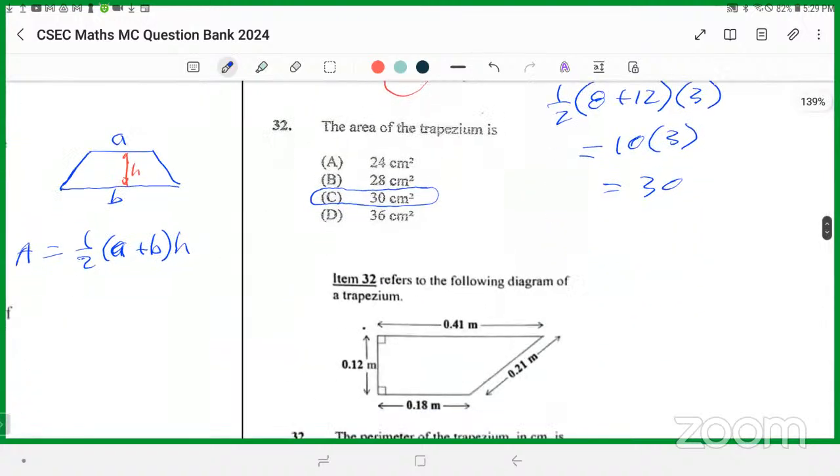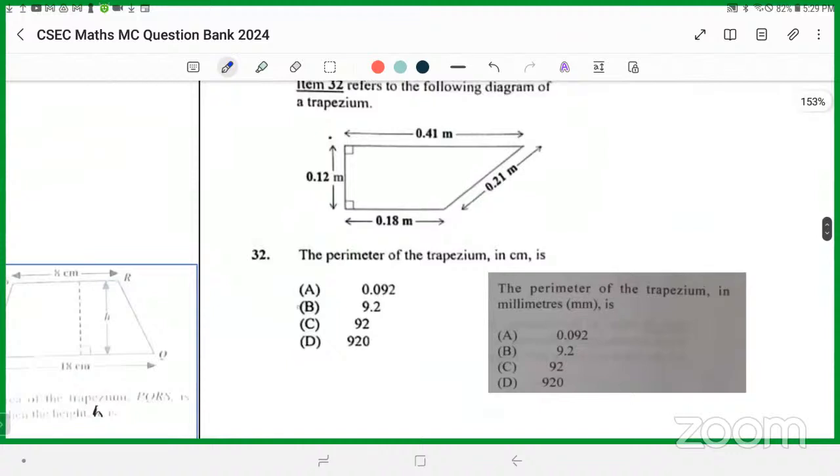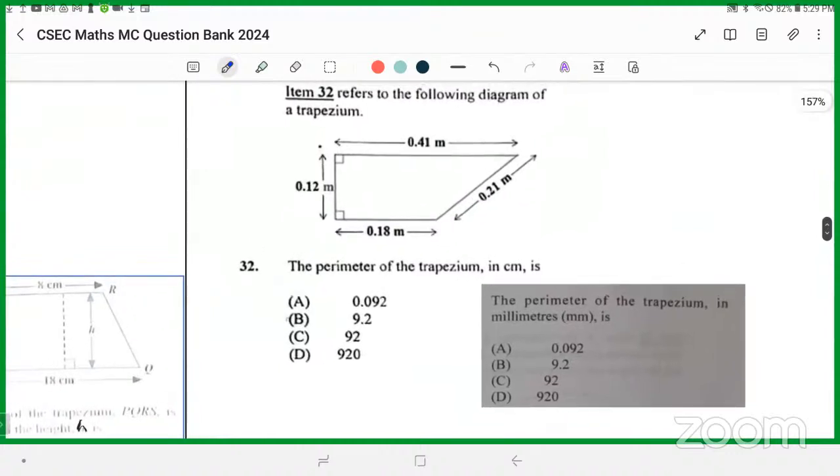All right. Look at this one now. I want you to pay attention to this one. This came off 2 different papers. They gave the same exact diagram, and they're asking the same thing: the perimeter. Two different papers, same diagram, exact same diagram.